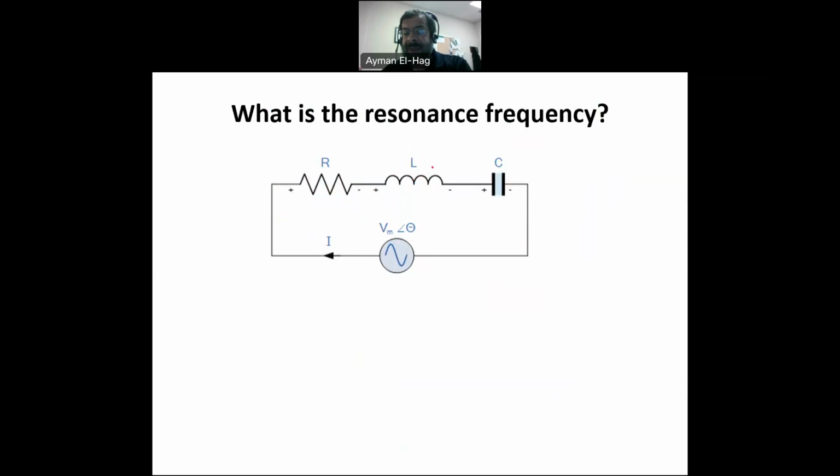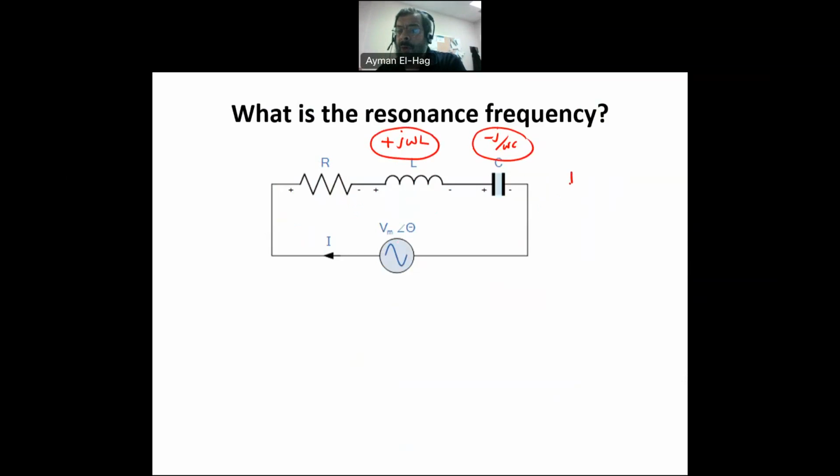Now, as we know, the impedance of the inductor is j omega L. So it's a positive imaginary number that is linearly proportional to omega. And the impedance of C is minus j over omega C. So it is a negative imaginary number that is inversely proportional to omega, which is the frequency. So at a certain frequency, this part and this part will be equal, and hence they will cancel each other. As a result, the current value will be very, very high.